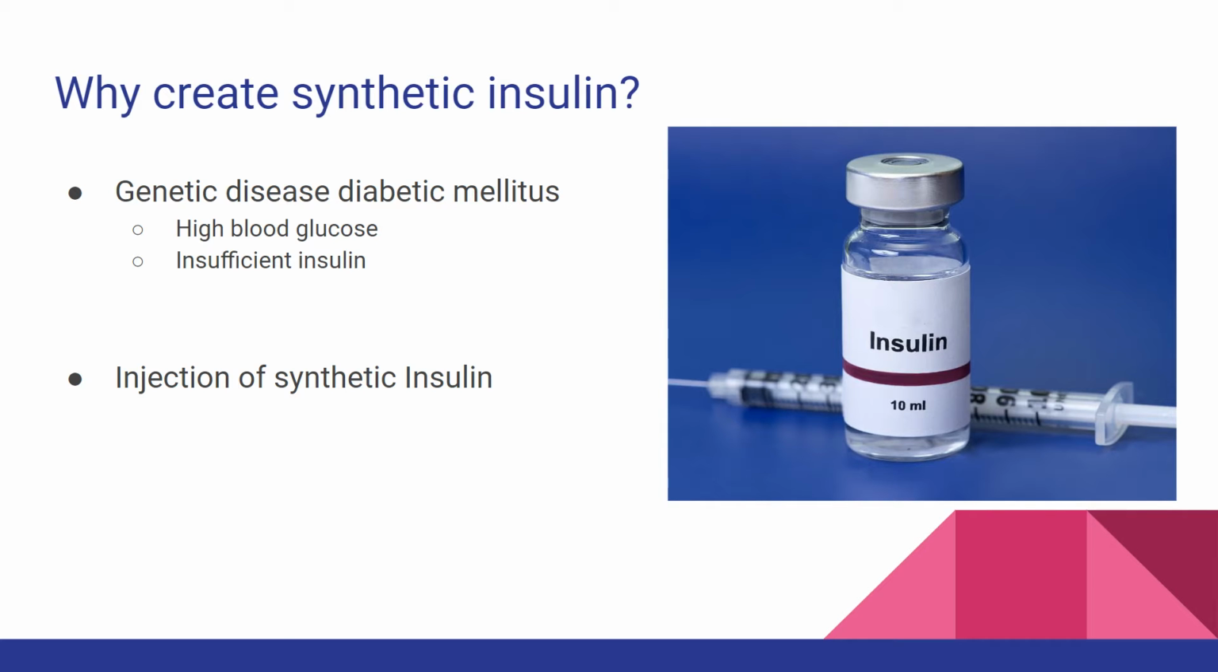So, why do we need to create synthetic insulin if our body already makes it? Well, there is a genetic disease called diabetes mellitus. Diabetes mellitus is when there is a high level of glucose in the blood because there is an insufficient amount of insulin. This can lead to fatigue, irritability, blurred vision, and unexplained weight loss. The treatment for this is injection of synthetic insulin.